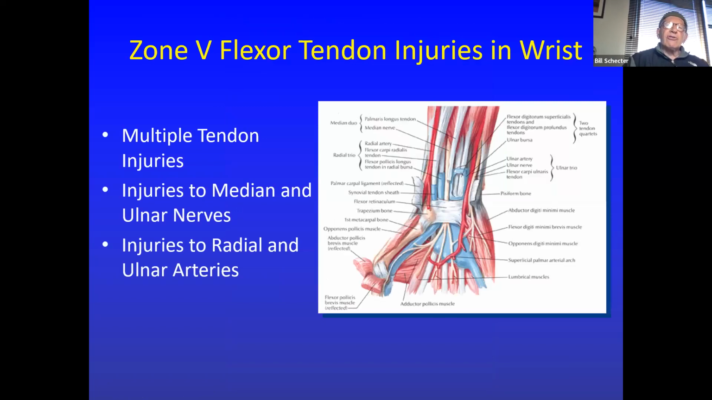Okay, now let's talk about the various zones and what you need to know about injuries in the various zones to make it easy for you to identify the injuries and fix them.